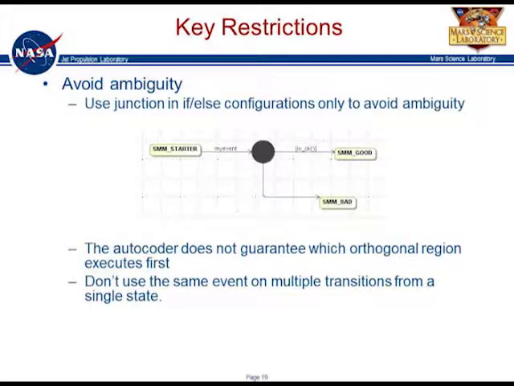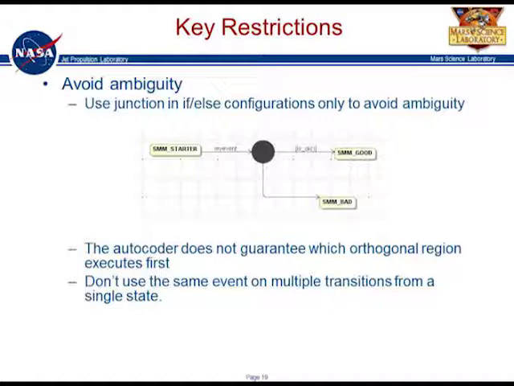So the other thing is you can always draw a state chart that's quite ambiguous. So we have a development guide that says best practices that we'd recommend. For a junction, for example, you want to only use them in this if-else form if you can. The reason is, just from the drawing, it's not always clear if you had a whole chain of if-then-elses, which conditions would execute first. So this avoids that ambiguity.